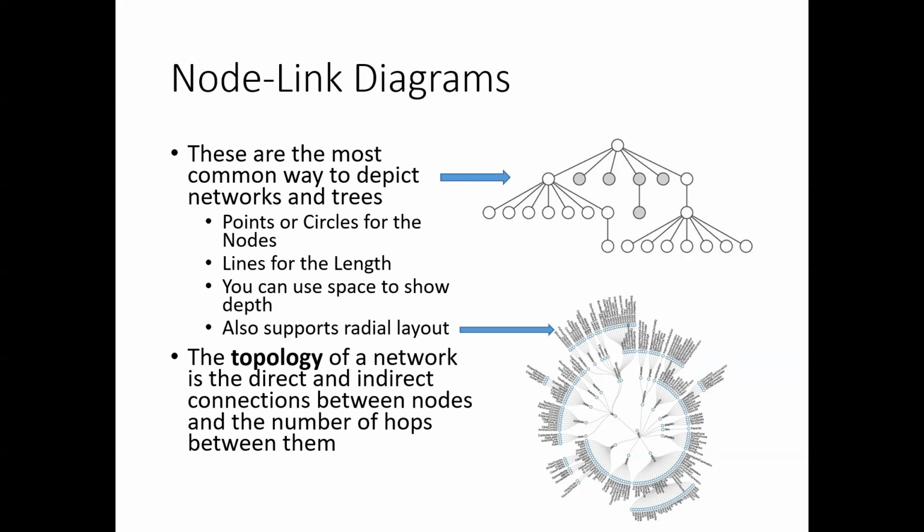Node link diagrams can also be done in a radial layout. And the topology of a network is the direct and indirect connections between the nodes and the number of hops between them. And I will add the radial layout looks pretty cool, but most computer science students are used to the triangular or vertical model that you see at the top.